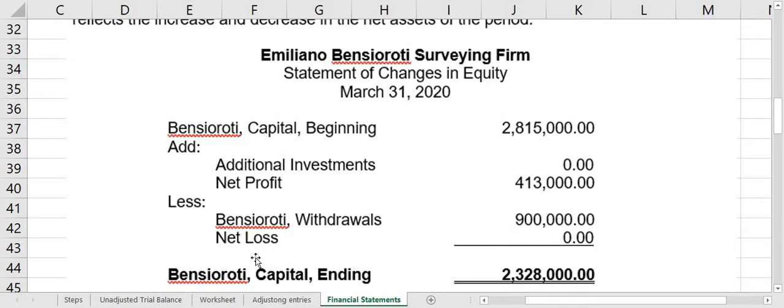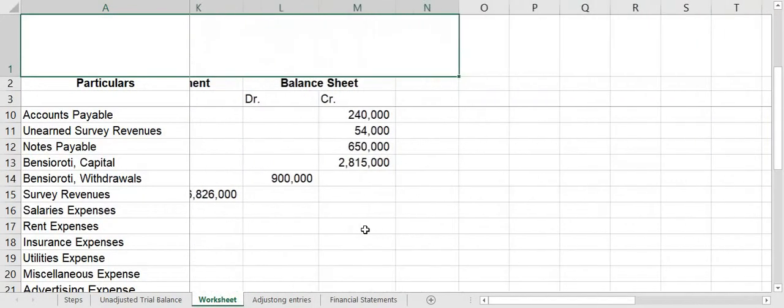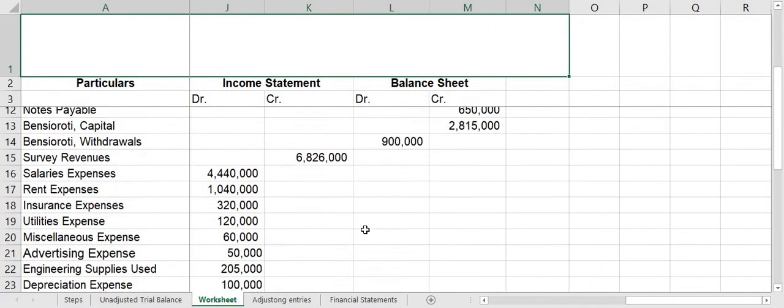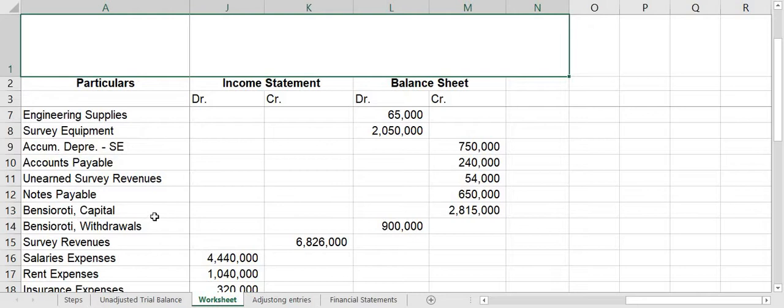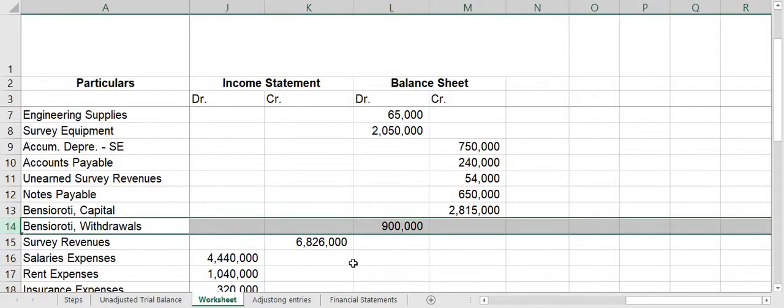Yes, 900,000. Tingnan natin sa worksheet to confirm kung meron nga bang withdrawal. Ayan. Balance sheet. Ito, withdrawal, 900,000 pesos. Ayan.